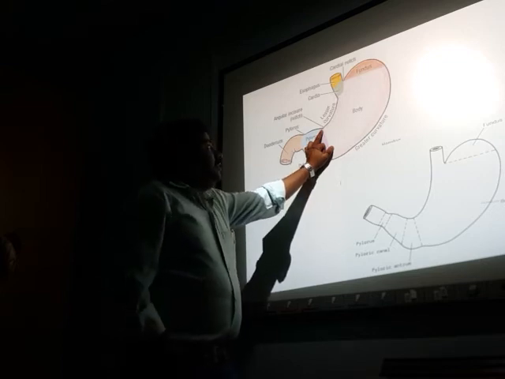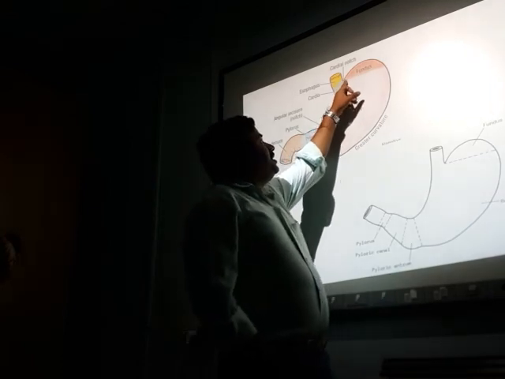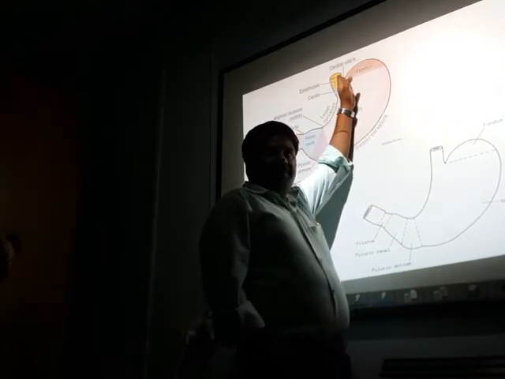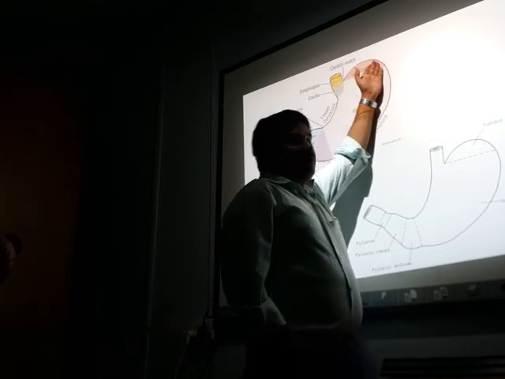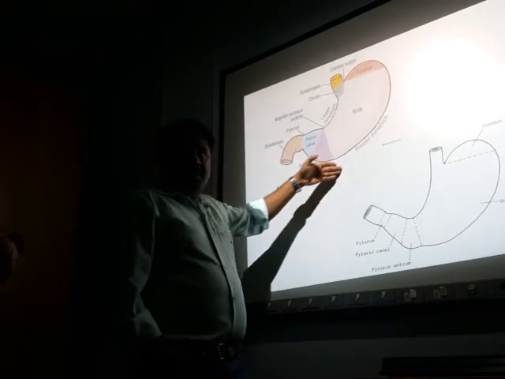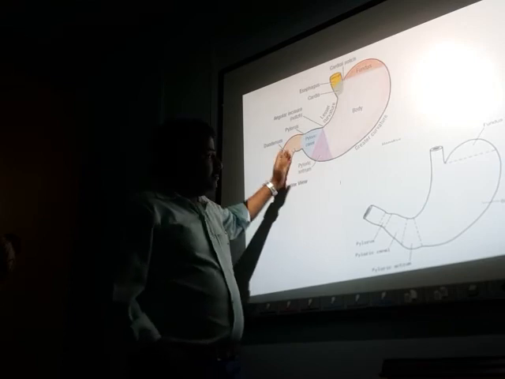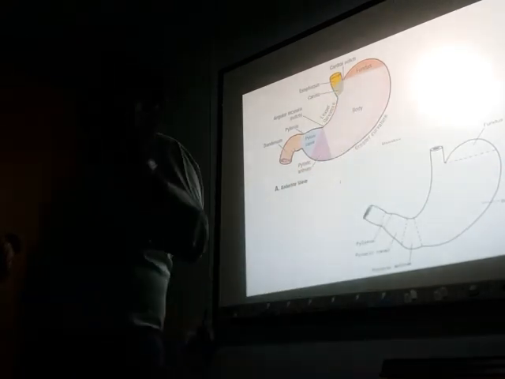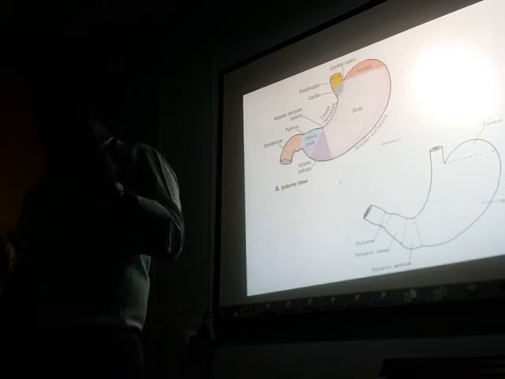Now come to the greater curvature, which begins from the left end of the cardiac end of the stomach, or the left part of the cardiac stomach, and rises up, forms the fundus, and then the greater curvature ends at the pylorus. So which is the bigger one? It is also called the left border of the stomach.